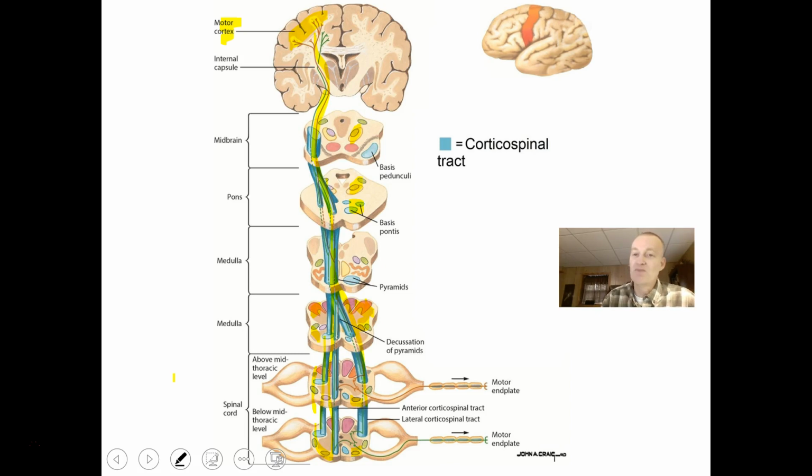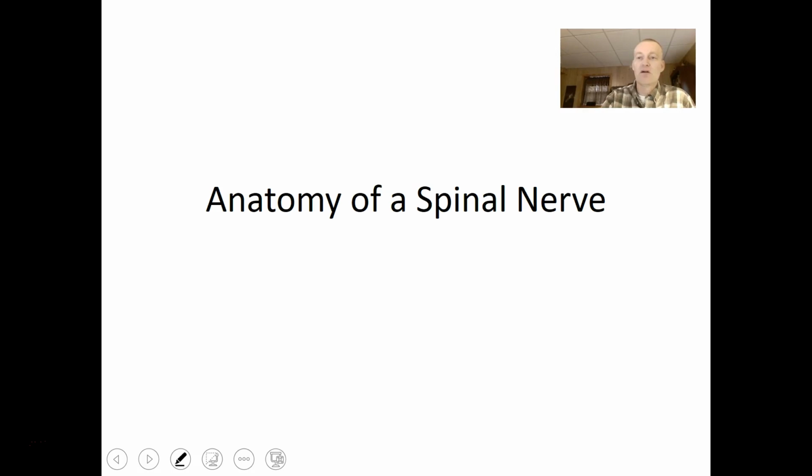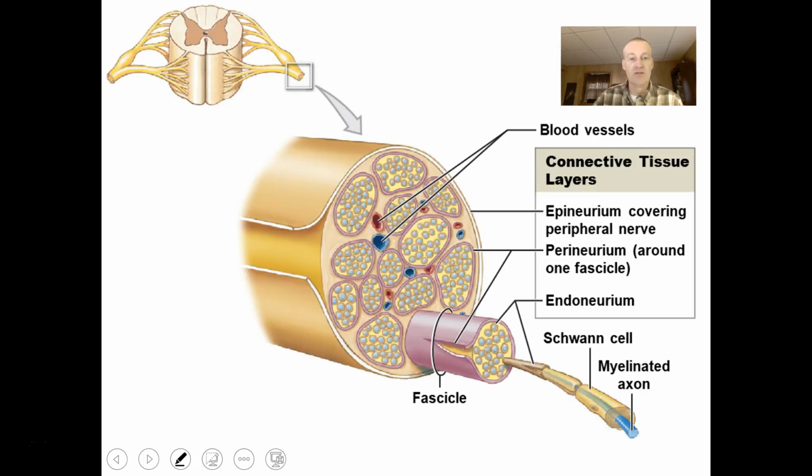Okay, so when you talk about the spinal cord being complex, yes, it's very complex, having all these very specific tracts of information going through it and being coordinated. Okay, that's a little bit about the spinal cord. I want to talk about spinal nerves for just a minute.